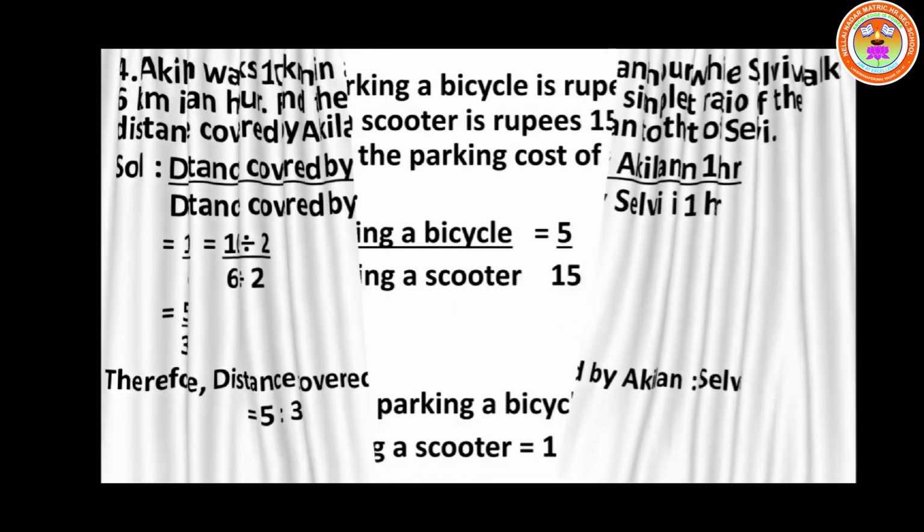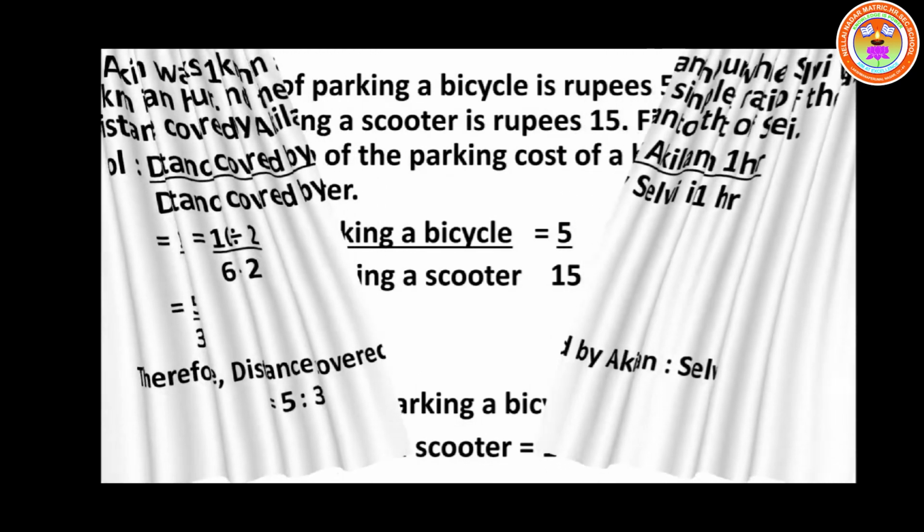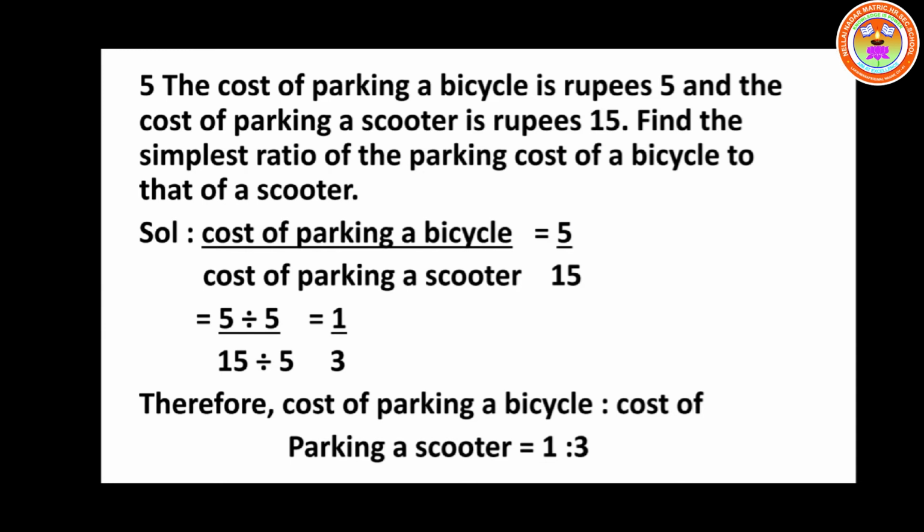Now let us move on to problem number 5. Listen, children: the cost of parking a bicycle is rupees 5 and the cost of parking a scooter is rupees 15. Find the simplest ratio of the parking cost of a bicycle to that of a scooter. So we want to find the simplest form of the ratio between the bicycle and the scooter. Bicycle is to scooter. Solution: listen, children, cost of parking a bicycle divided by cost of parking a scooter.